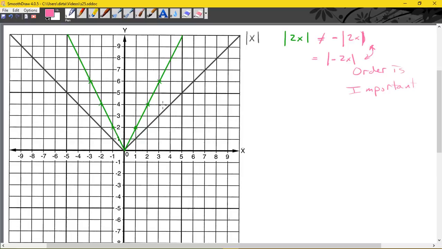Let's take a look at one more. Let's do 3 absolute value of x minus 1. We're going to shift this to the right one. Right, and then we're going to triple the slope. So this isn't 1, this is at 3. This isn't 3, this is at 6. This isn't at 3, it's at 9. And 1.